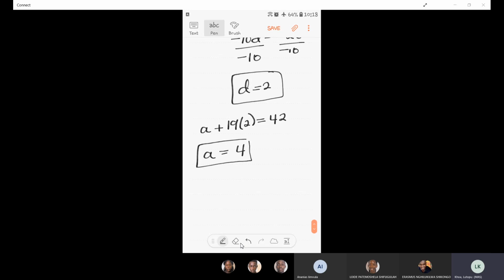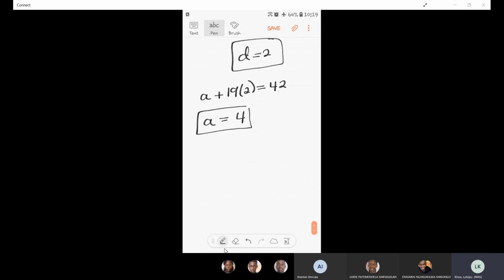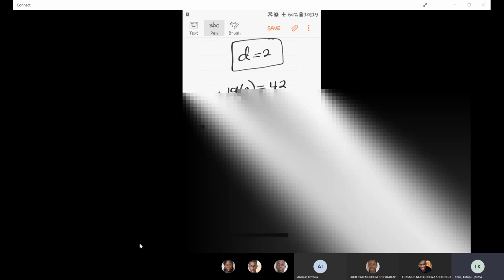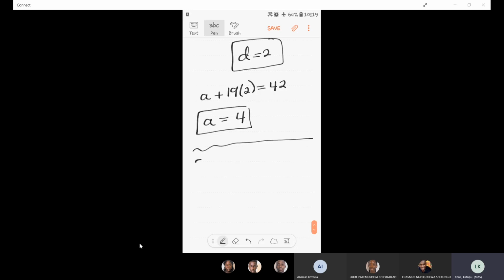Okay, so this one again is just a matter of you reading the question correctly and understanding what it is saying. So this is number 5. We are told that the common difference is just D. And then we are told that the sum to 20 terms, so S20, is 25 times the first term. Okay?